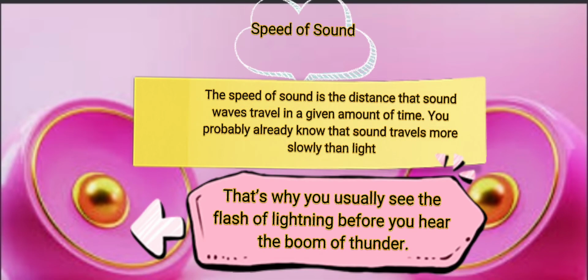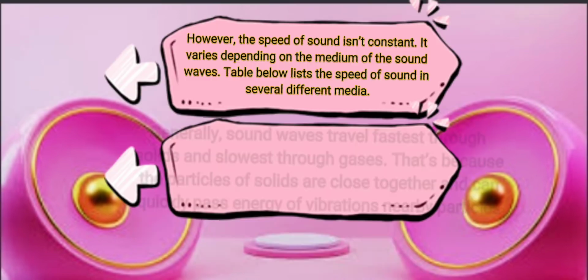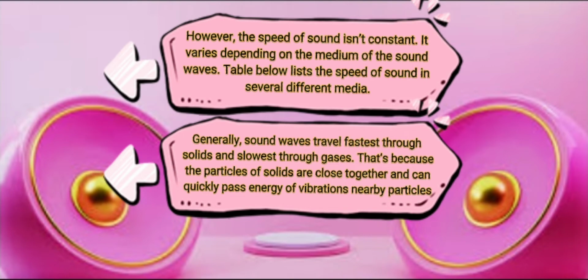Speed of sound. The speed of sound is the distance that sound waves travel in a given amount of time. You probably already know that sound travels more slowly than light. That's why you usually see the flash of lightning before you hear the boom of thunder. However, the speed of sound isn't constant. It varies depending on the medium of the sound waves.